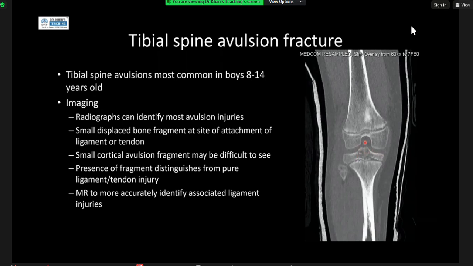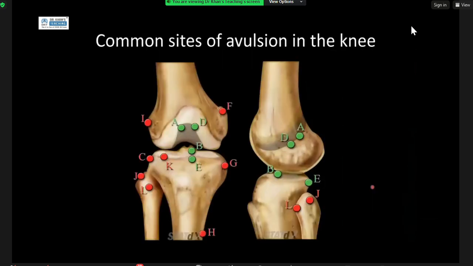You can avulse the insertion. You can also sometimes avulse from the tibial tuberosity and then extending through the physis as well. So many different types of avulsion fractures.